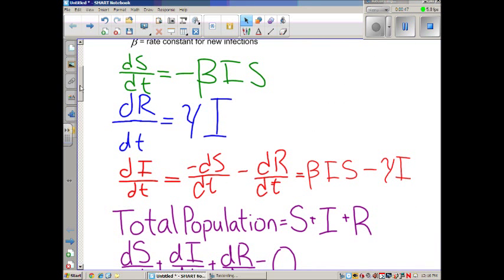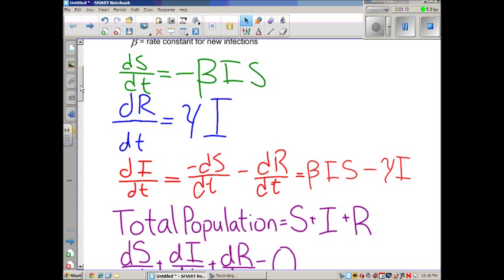The rate of change for the number of susceptibles is -1 times the rate constant for new infections times the number of infected people times the number of susceptible people. This is negative because the number of susceptibles is always decreasing. The rate of change of the number of people who are removed is equal to the rate at which people become removed times the number of infected.